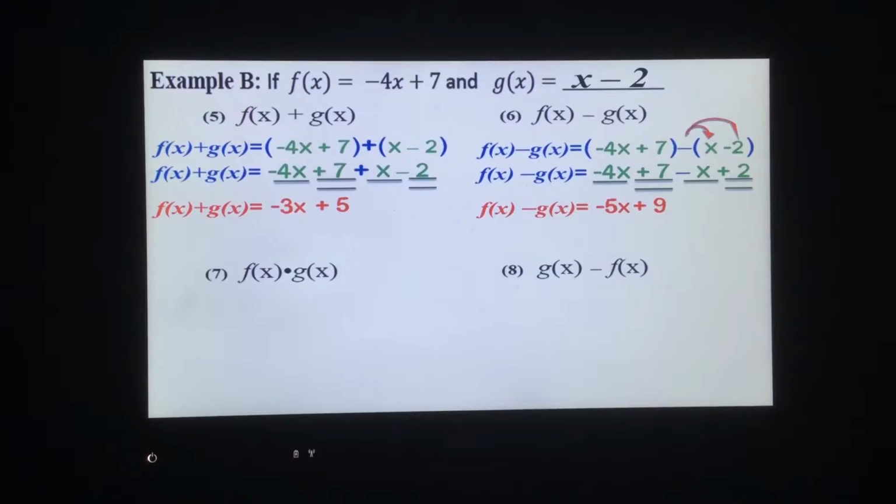Okay? All right, number 7, do this one on your own. Again, this is kind of like number 3 above. Go ahead and do that.